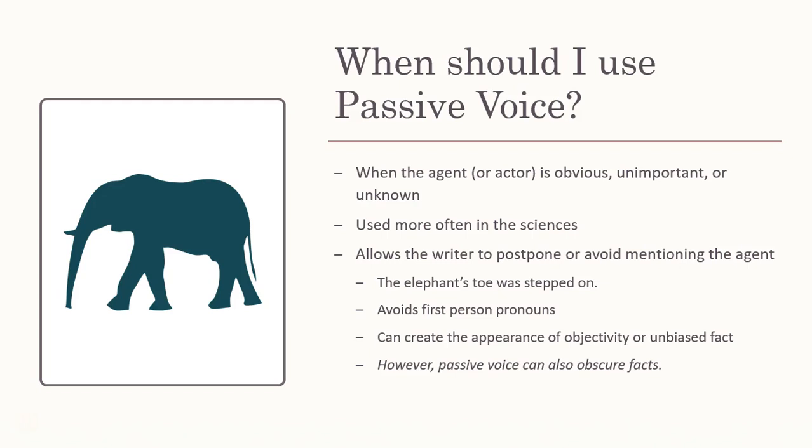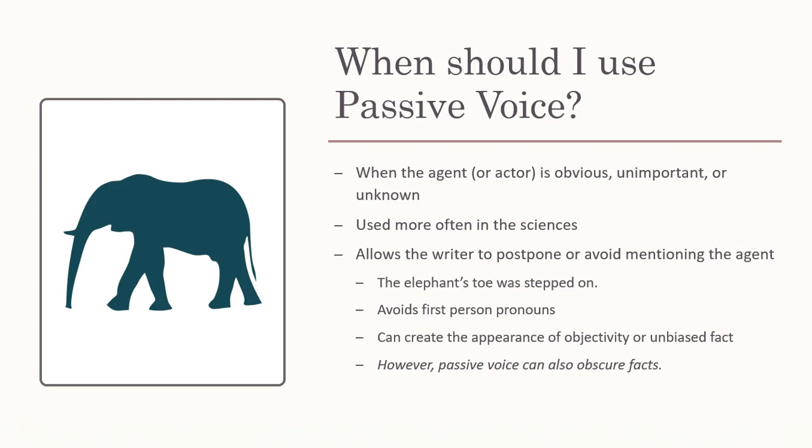Because we can leave the agent out altogether, we can easily avoid first-person pronouns like I and me. Rather than saying I stepped on the elephant's toe, the sentence becomes the elephant's toe was stepped on. Who stepped on the toe doesn't matter. Passive voice often creates the appearance of objectivity or unbiased facts. Saying the elephant's toe was stepped on sounds less accusatory than he stepped on the elephant's toe.